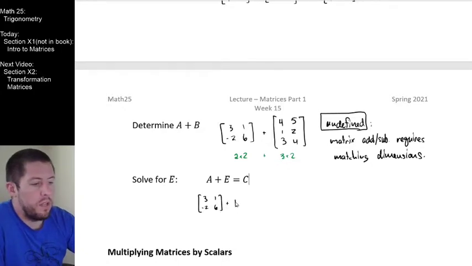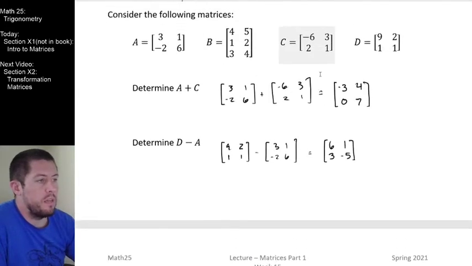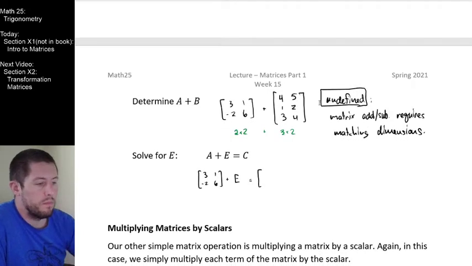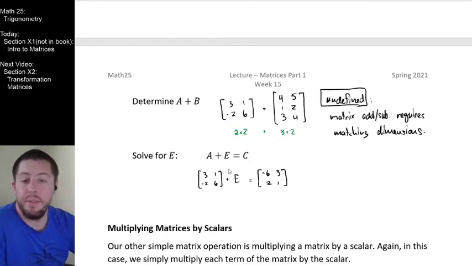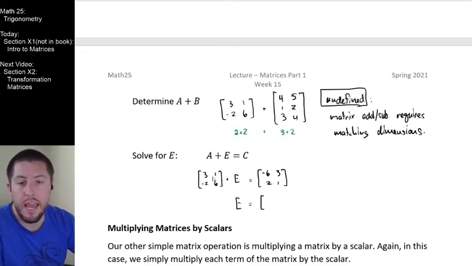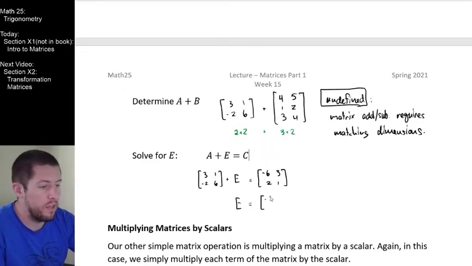Plus this unknown E matrix is going to be equal to the C matrix. And our C matrix up here is -6, 3, 2, 1. Well, fortunately for us, we can perform our algebraic operations just like we would expect, which is that for E, I'm going to subtract the A matrix over to the other side here. So -6, 3, 2, 1, minus 3, 1, -2, 6.